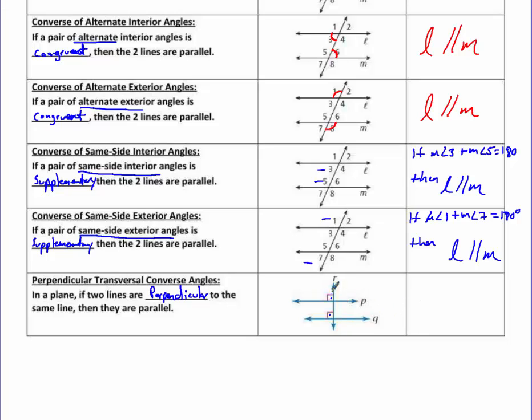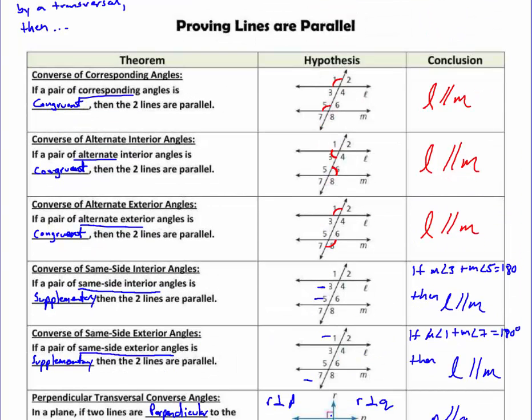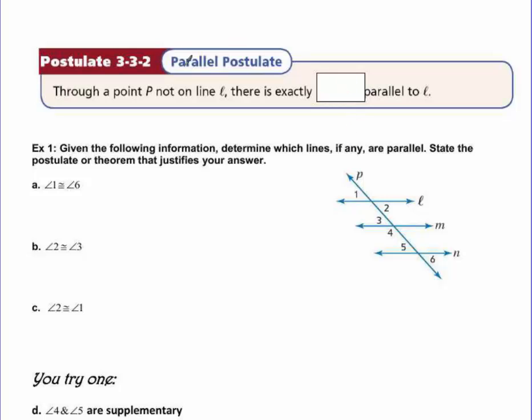So if we look at this picture and it tells us that R is perpendicular to P and R is perpendicular to Q, then we can assume that P is parallel to Q. Okay, so when we're doing proofs, I'm able to write this at the top. These are statements that you're going to make during your proofs, and these are the reasons.